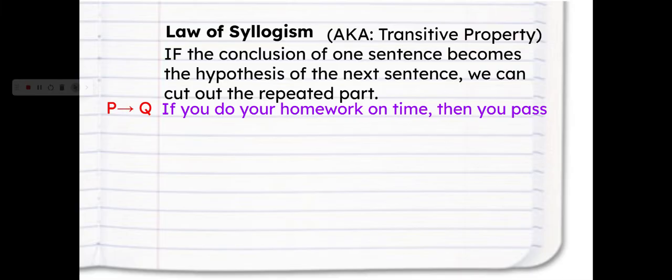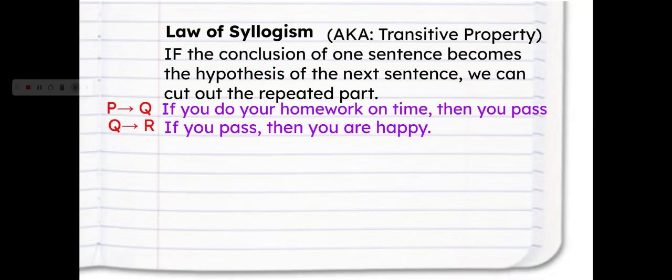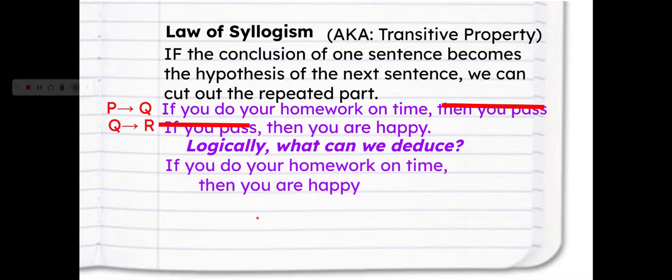So here's my example. If you do your homework on time, then you pass. If you pass, then you are happy. Okay, so you notice how this one ends with you passing, this one starts with you passing. So that's my cue, the statements are the same, they link. So the law of syllogism says that we can just cancel out those linking parts, and then we can simplify the sentence to, if you do your homework on time, then you are happy. And I think that's true, because you don't feel the stress if you do your homework on time. But we'll worry about the truth value a little bit later. This is just using the laws on the sentences.